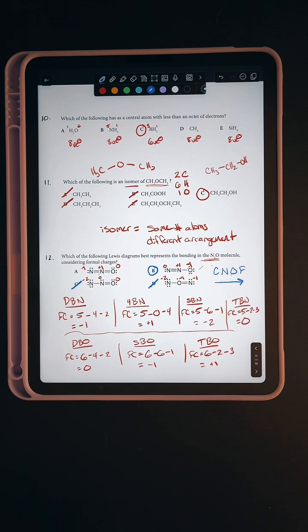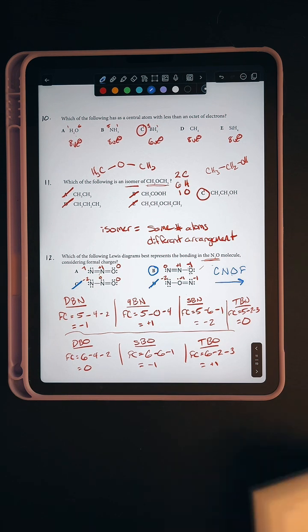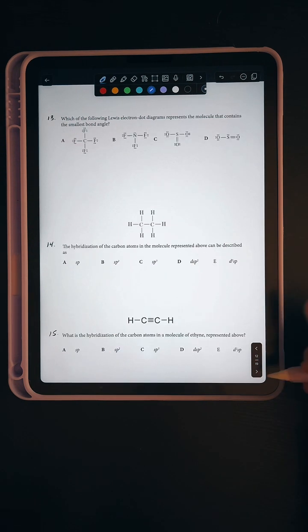That was a lot. Whew. All right, we're going to move on. We're going to do 13, 14, and 15. And then we'll do, I don't know what we're going to do after that, but we're going to do 13, 14, 15, which is here.